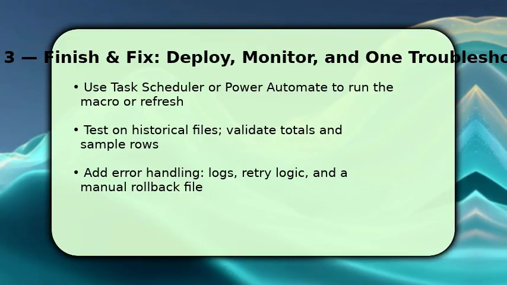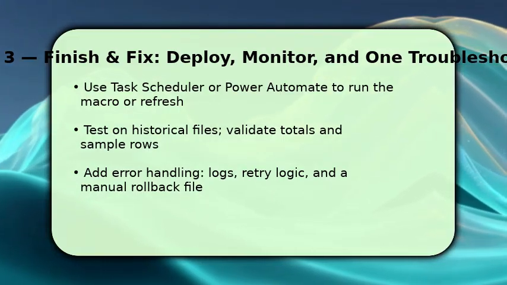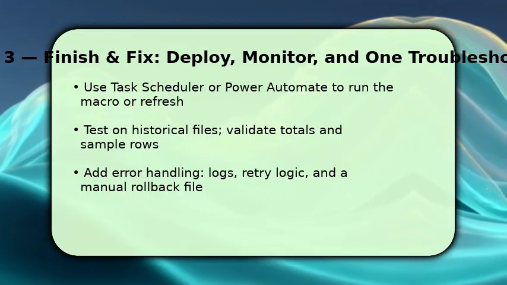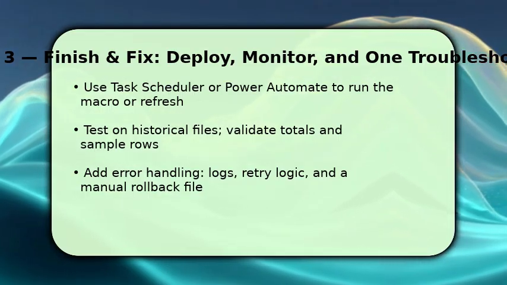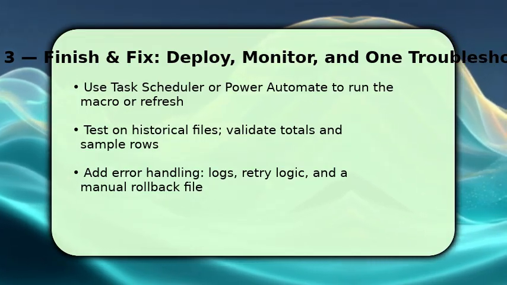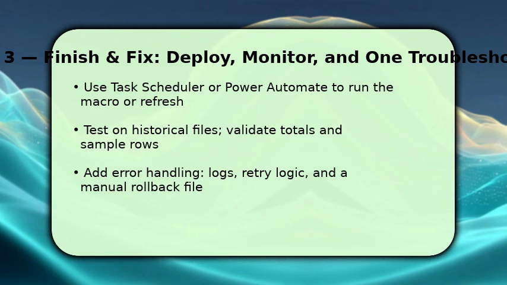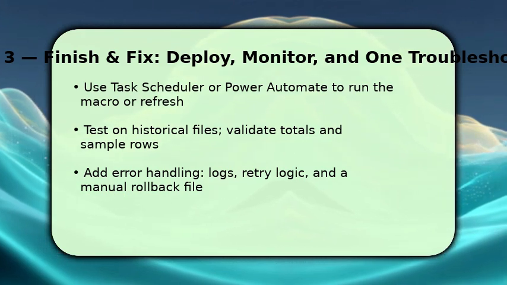Test thoroughly with prior dates, validating totals and sample rows. Adjust transforms if numbers differ. If something goes wrong, check the error log, use retry logic, and restore the manual rollback copy you saved. A single troubleshooting tip: if refresh fails, open Power Query. Refresh step by step to pinpoint the broken step.